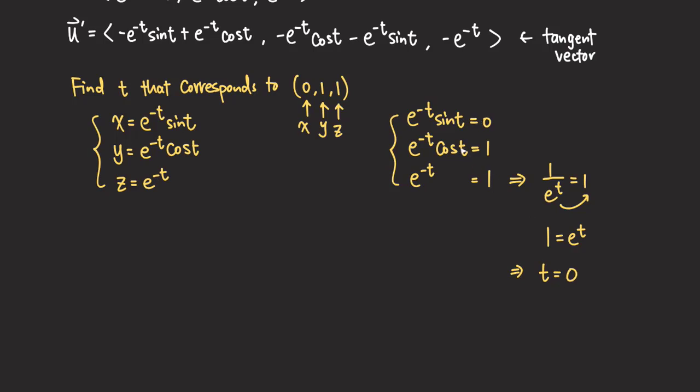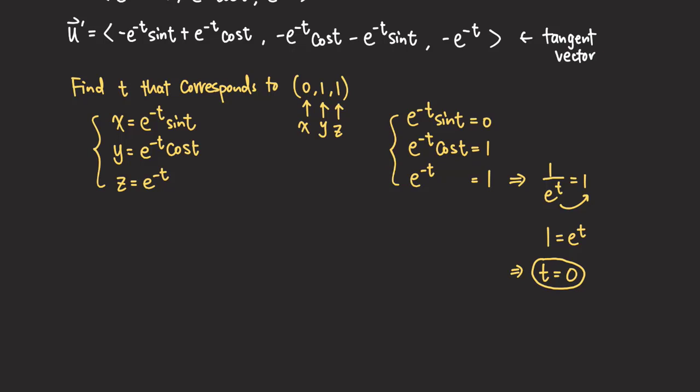You plug the 0 into the cosine. Then cosine of 0 is 1, okay? Plug the 0 in here, it's also 1, so 1 times 1 will give us 1. So this is actually a t value that will work, okay? And then now you may say, what's next?